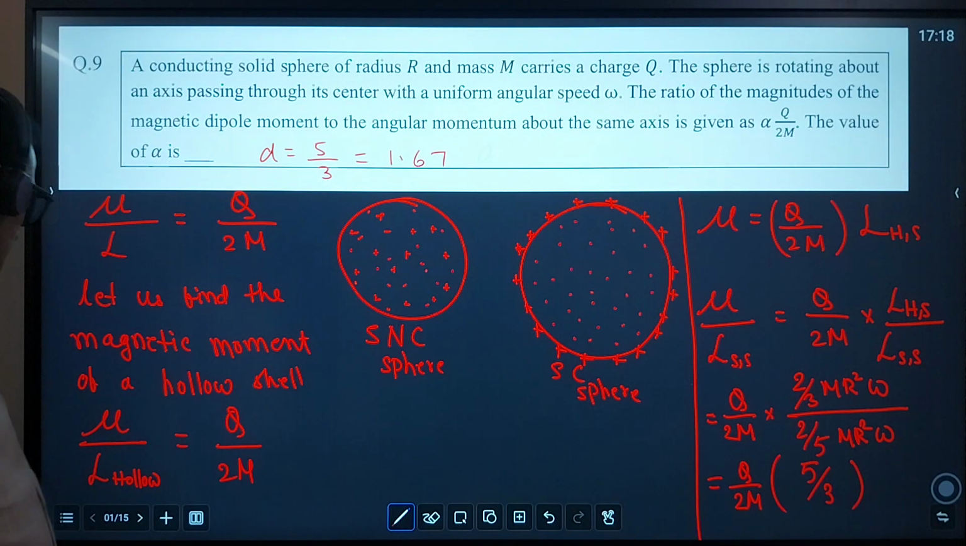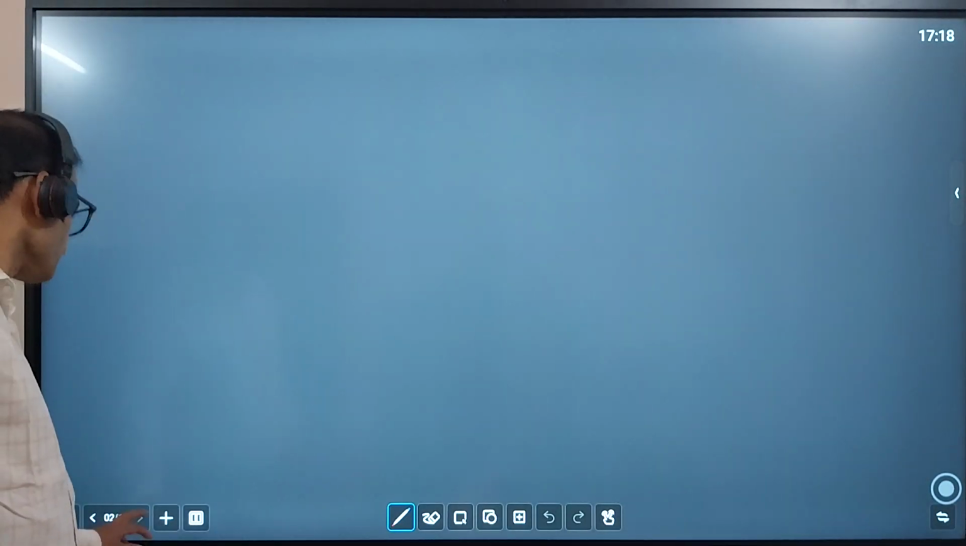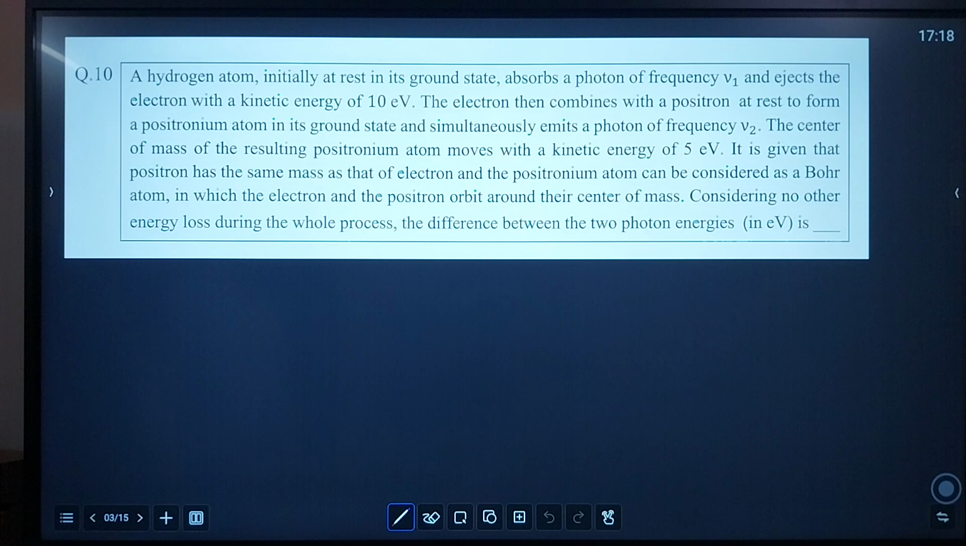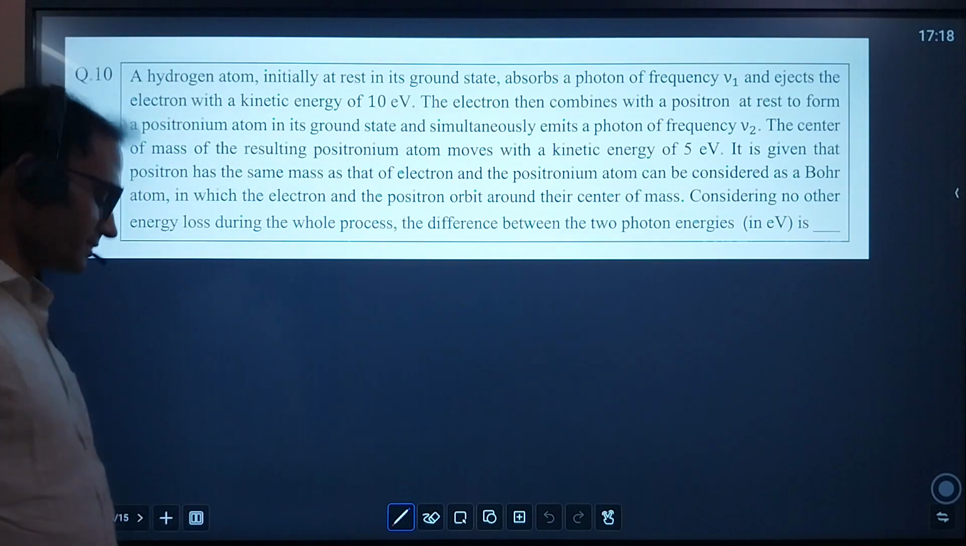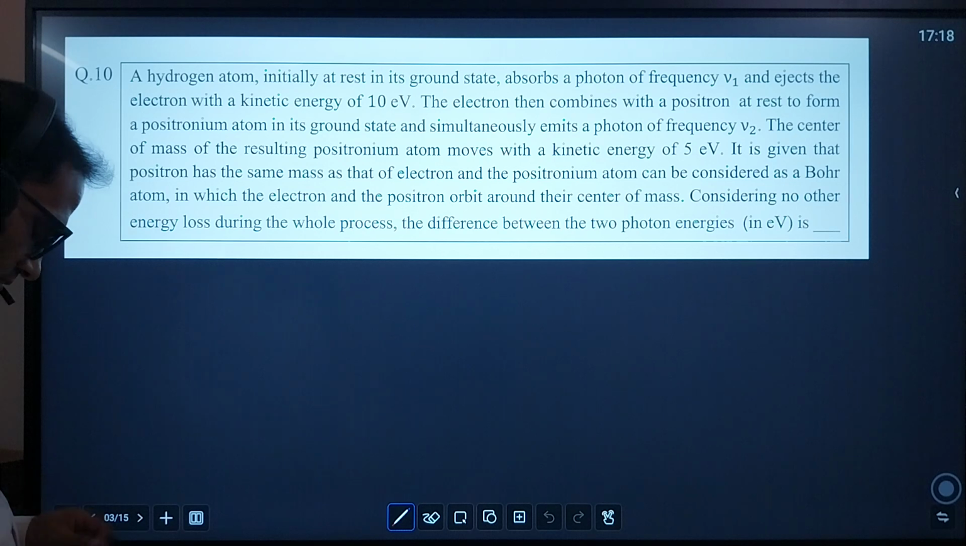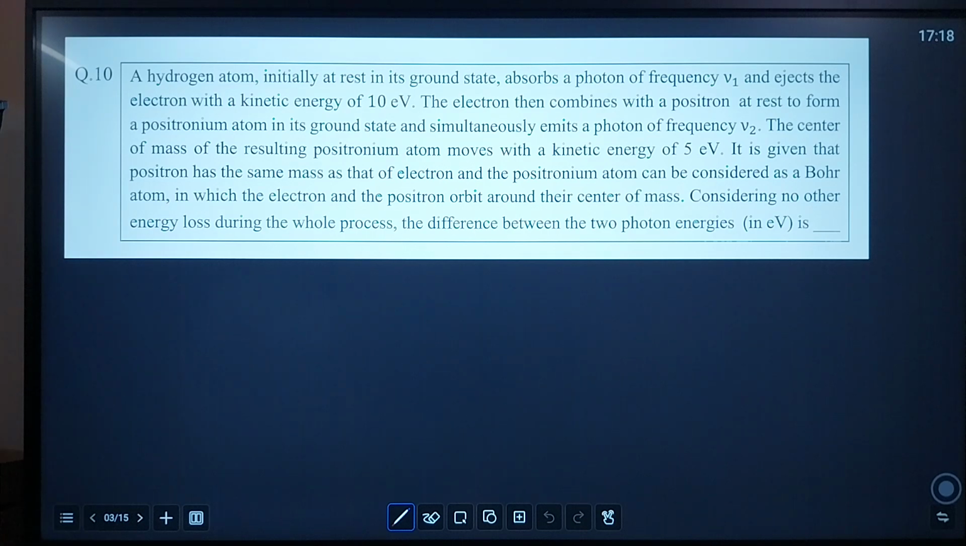That is our answer. Now we are going to the next question. Okay, it is an extra page. Next question, it is slightly difficult, and I was not able to do it in the first attempt. There is also some confusion even after doing this question.